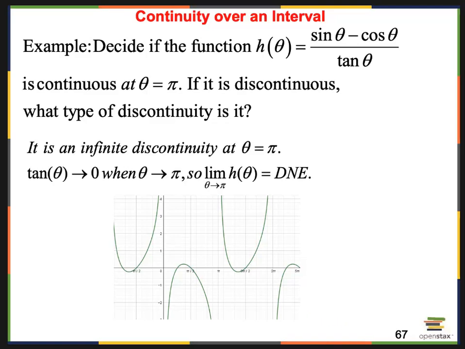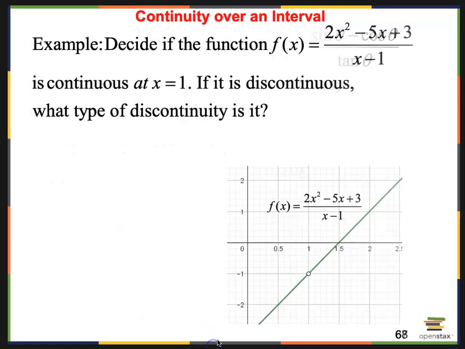Okay, so let's look. It is an infinite discontinuity at theta equals pi. Tangent theta, as tangent is going to 0, where theta is going to pi. So the limit of the function as theta approaches pi does not exist. And right here is pi, and we can definitely see that we have an infinite discontinuity here for this particular function.